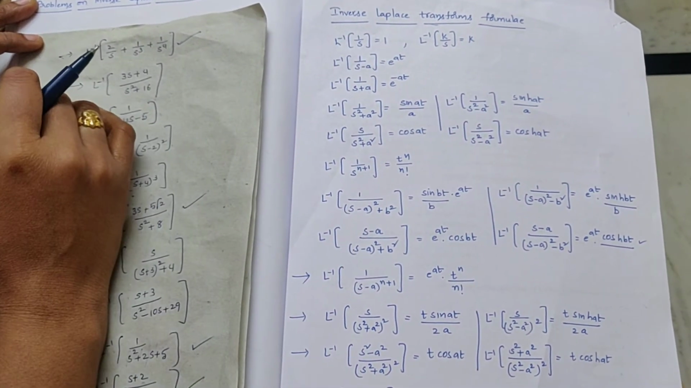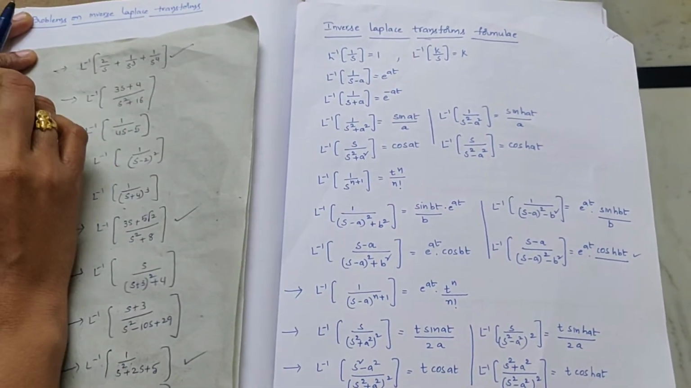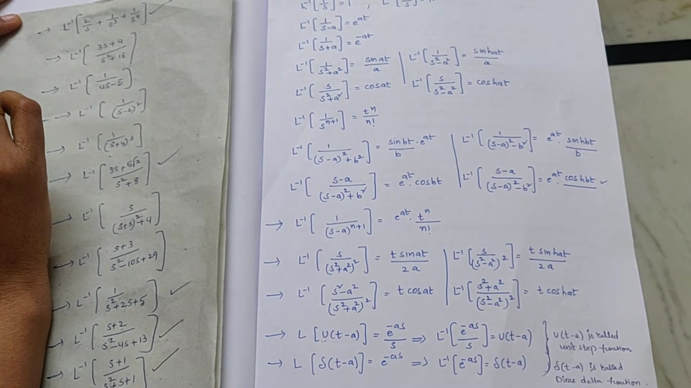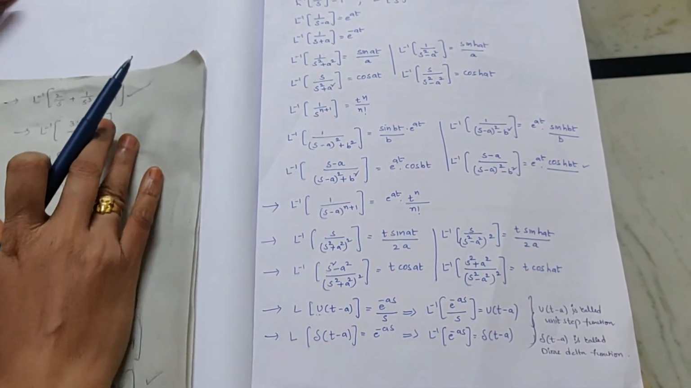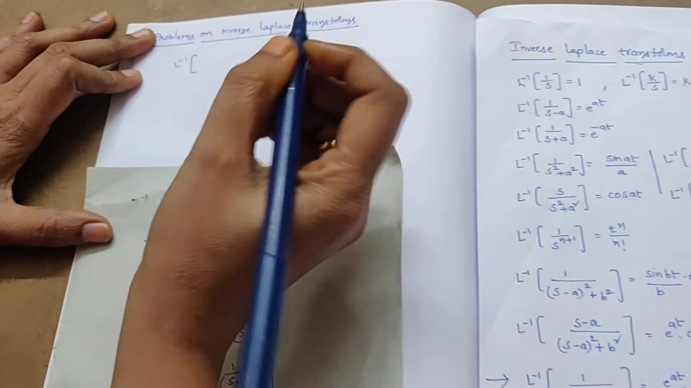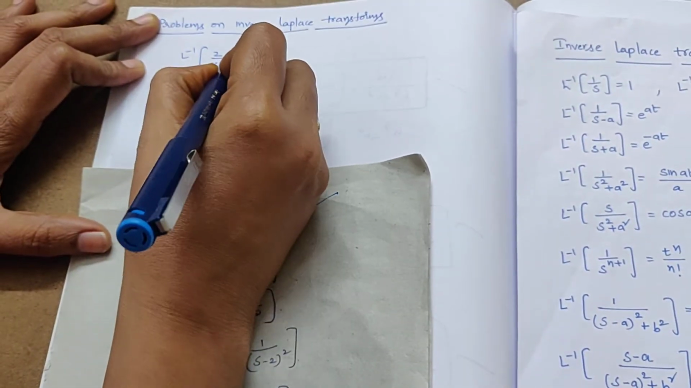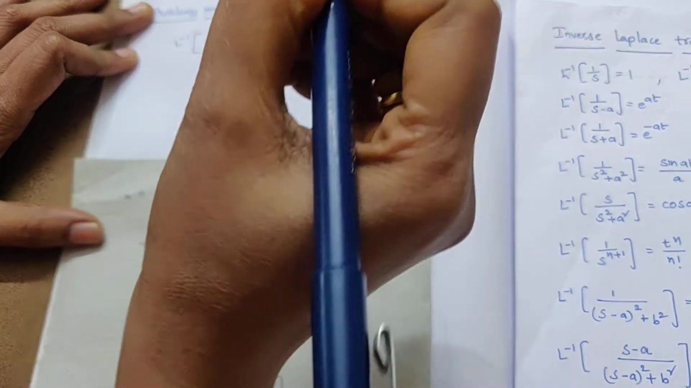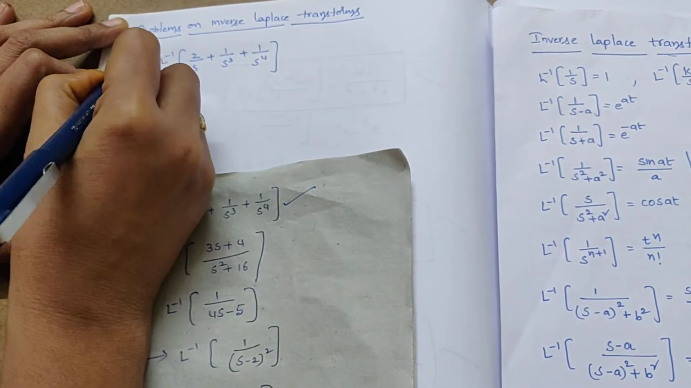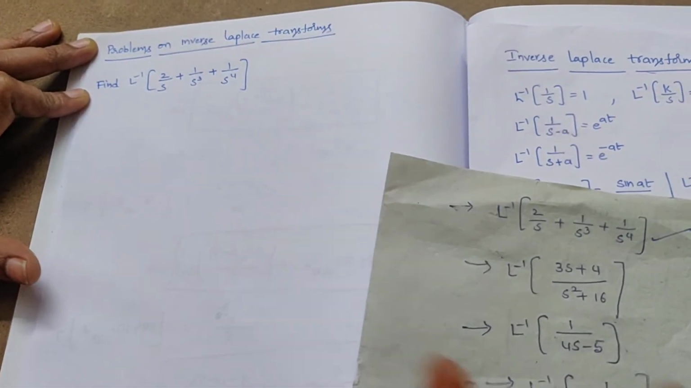In this session, we are doing problems on basic inverse Laplace transforms. These are the formulas from basic inverse Laplace transforms. The first problem is find L inverse of 2 by s plus 1 by s cube plus 1 by s power 4.